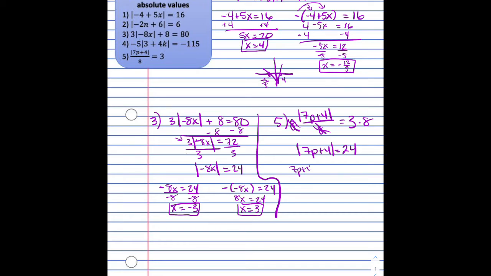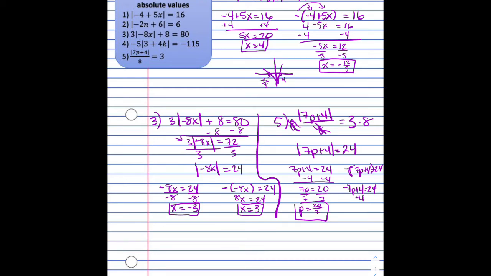I can say 7p plus 4 equals 24, or negative 7p plus 4 equals 24. Put my equal sign there. Okay, so I can subtract 4. 7p equals 20. Divide by 7. So p equals 20 divided by 7. That doesn't simplify any.